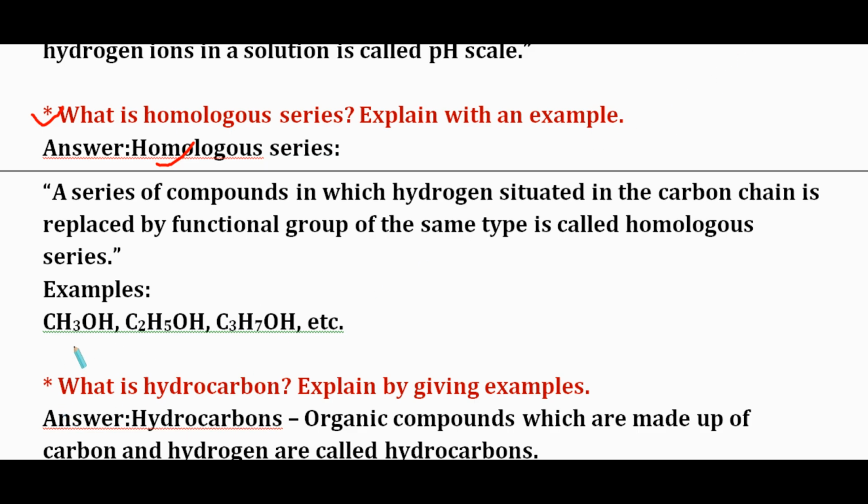this is CH3OH methyl alcohol, the functional group is OH, and C2H5OH ethyl alcohol, the functional group is OH. C3H7OH propyl alcohol, the functional group is OH. Thus, the changes in the carbon hydrocarbon chain make up a homologous series with a simple formula.